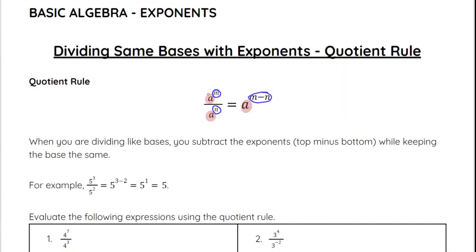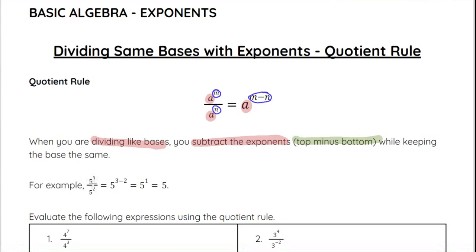Remember, the base stays the same, just like in the product rule. When we are dividing, again, we subtract. When we were multiplying with the product rule, the same bases, then we added the exponents. But here, when you divide like bases, we subtract the exponents, right? And we are always going to do the top minus the bottom when we subtract.